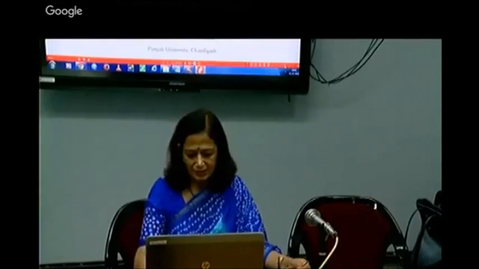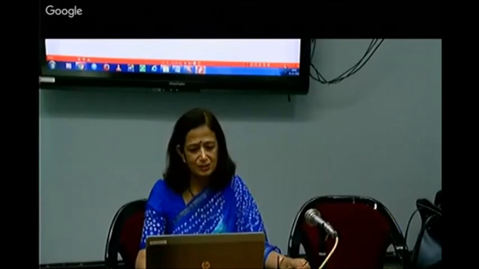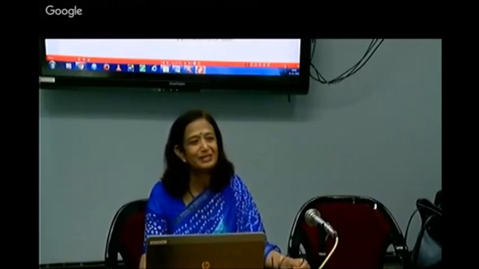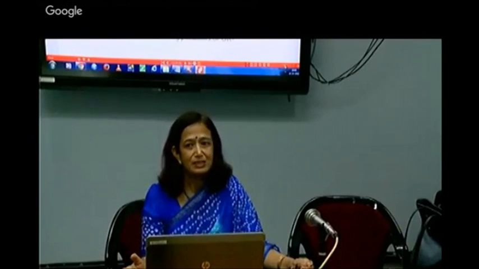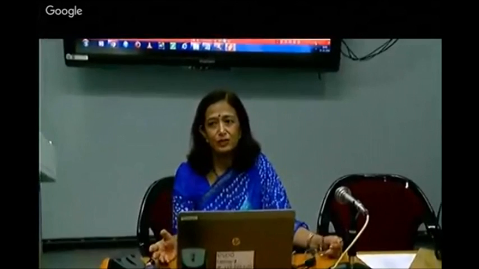So before I start, let us look at what operational research is, because that is a wide topic under which all these things lie. Operational research is a systematic and scientific study of operations of a system. Basically, it deals with analytic methods for problem solving and decision making, which is useful in management of organizations. So whatever managerial problems there are, wherever decision making is involved, all such things are taken care of in this field.